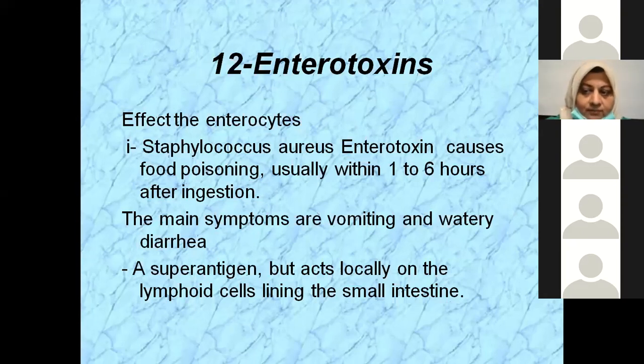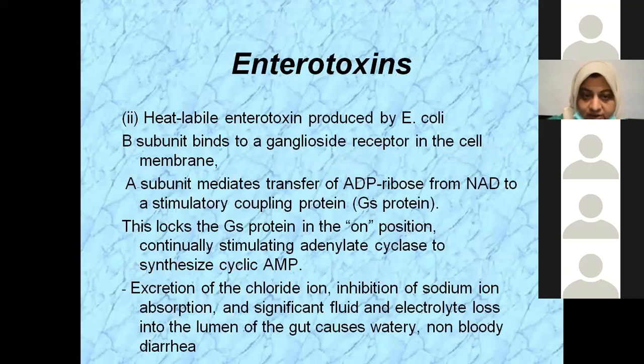Entero means intestinal. So they affect the enterocytes, and some food poisoning infections are caused by Staphylococcus aureus enterotoxin. Usually it happens due to barbecue food. Main symptoms are vomiting and watery diarrhea. It is also a super antigen. I will tell you what a super antigen is.